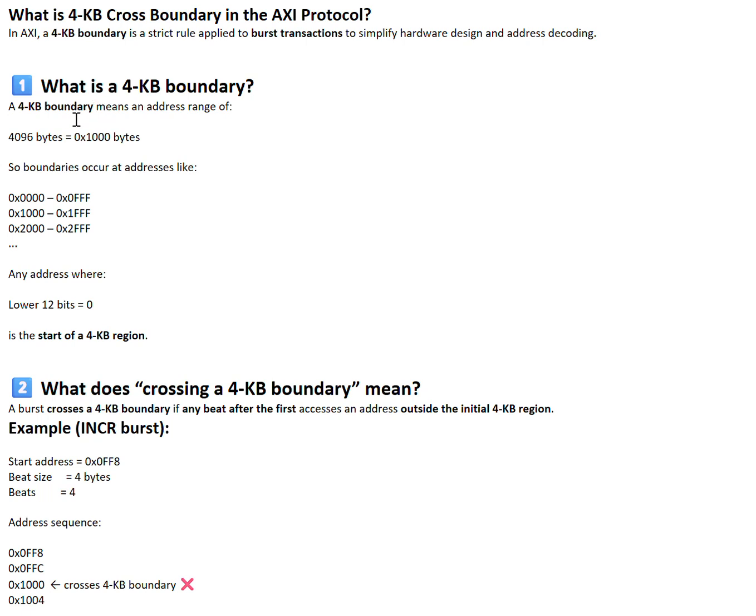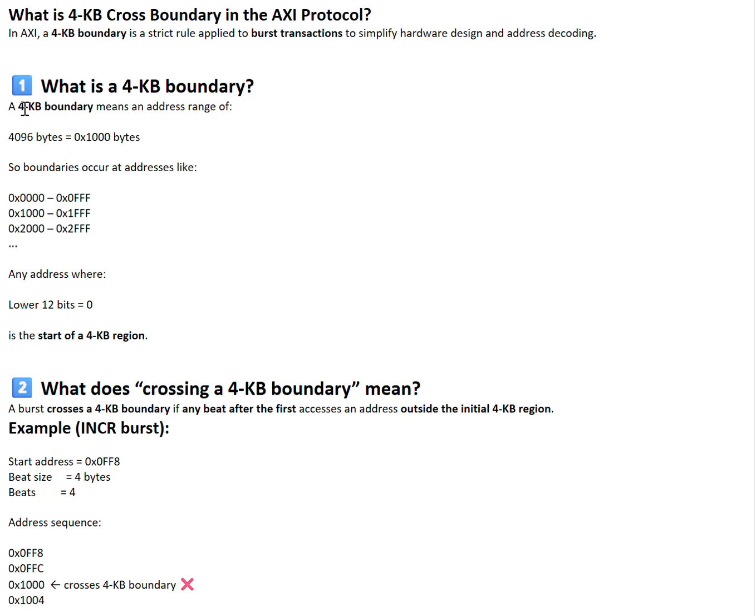4KB, 4 kilobytes, is effectively 4 times 1024, which is 4096 bytes, which in hexadecimal is 1000. So typically the boundaries occur from 0 to 0xFFF, 0x1000 to 0x1FFF, 0x2000 to 0x2FFF. So how do we know that any address is aligned?